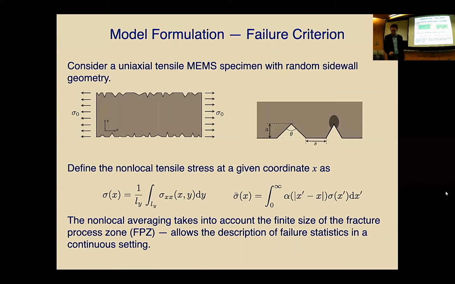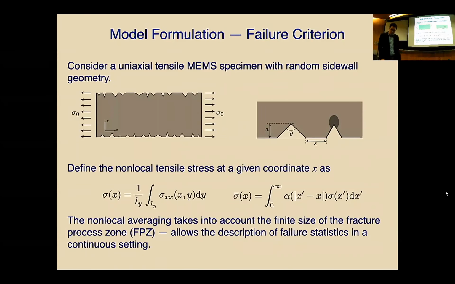So I want to start with the model that we developed. To determine the peak load distribution, we first have to propose a failure criterion. Here we consider a uniaxial tension specimen, which I think is the specimen you would use in the laboratory on-chip test, but with a random sidewall geometry. Basically we have a specimen like this with a random sidewall geometry, and the groove we idealize by a V notch.